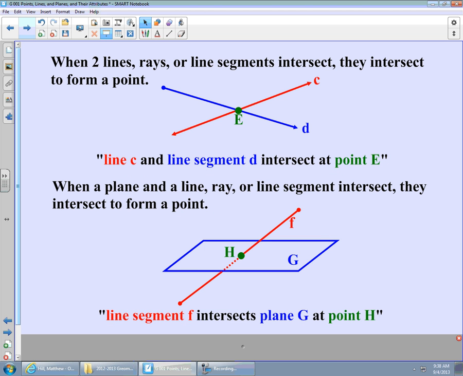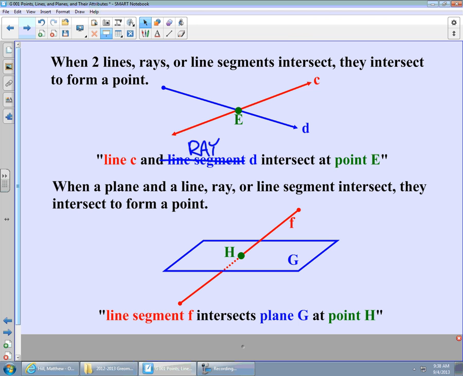Okay. And I missed it, but the way you would pronounce that first diagram is line C and line segment D. Oh, it should be ray D instead of line segment D. And they intersect at point E.